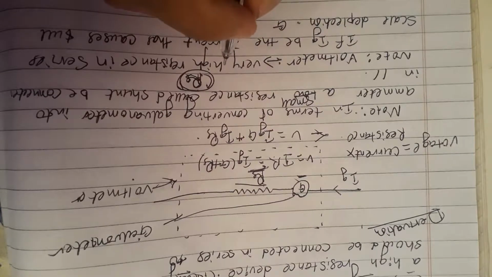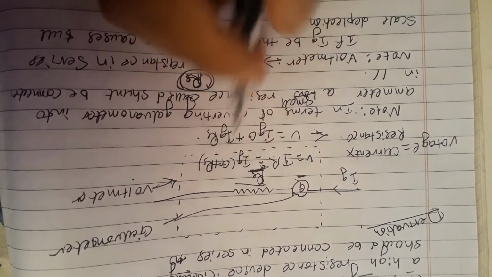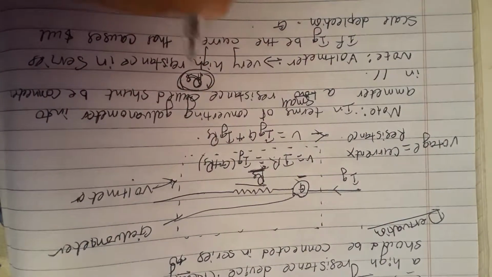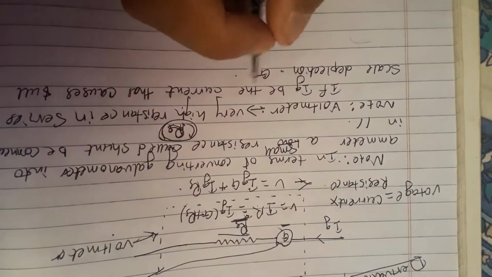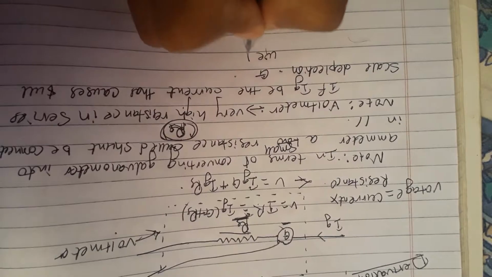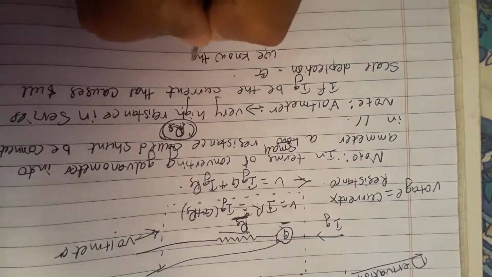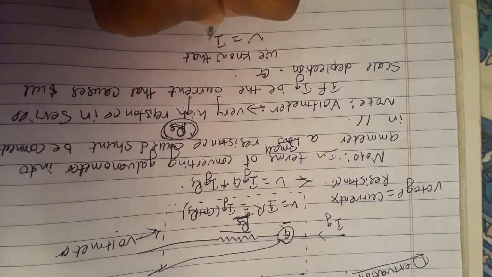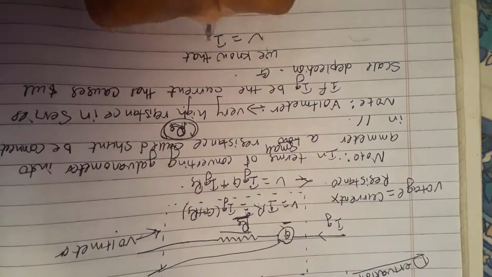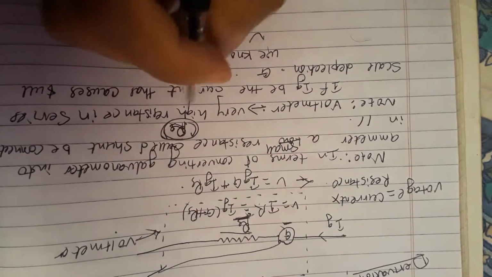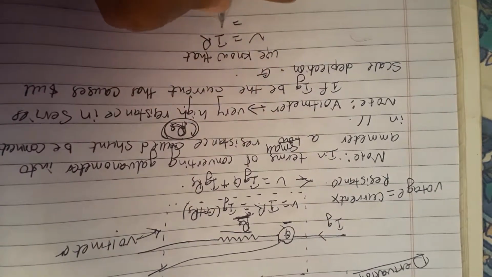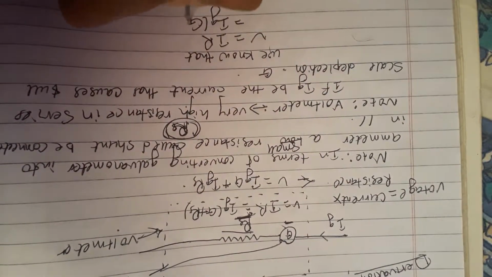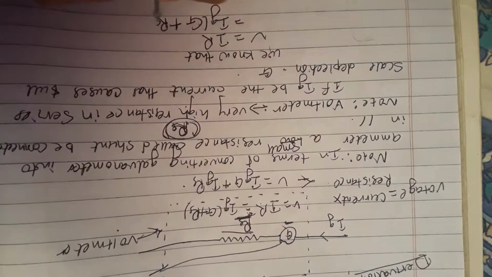Then let Rs be the resistance of a very high resistance device. Now we know that voltage is equal to I R. Here, in terms of current, Ig passes, but there are two resistances connected in series, so the resistance of the galvanometer plus the resistance of the very high resistance device.